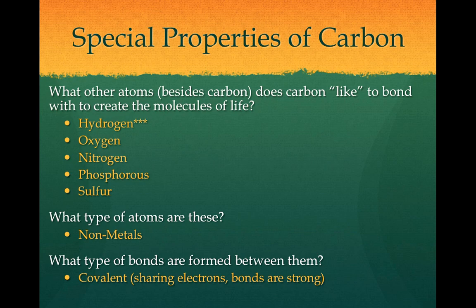So they're going to share electrons. These are strong bonds. They're going to hold tight. They're going to keep you together, which is important if we're talking about cells. We don't want something that's going to very easily come apart because that's not going to be good for life. We need these molecules to be strong and stable.